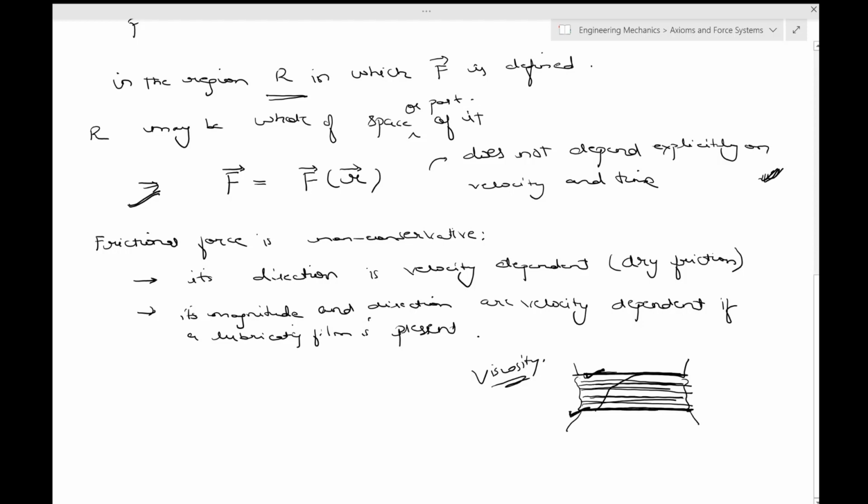So perhaps this is something which need not be understood in detail at this moment. Anytime you learn fluid mechanics, I think this will present itself in a better form. So as of now, you can just know that the magnitude and direction are dependent if the lubricating film is present between two surfaces. So the magnitude of friction at this end and this end will be different.